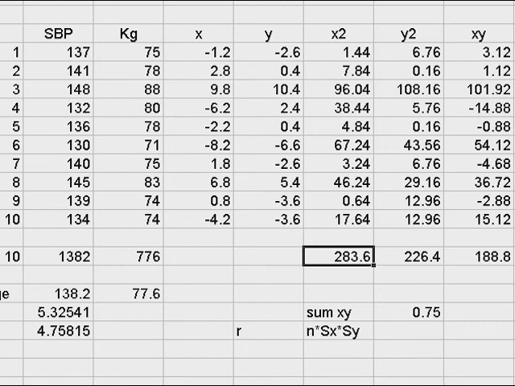A correlation of 0.75 is actually a pretty big correlation when you look at it in some areas of research, such as social sciences research. In other areas, when you begin to look at physiology or things like that, it's actually not that much.